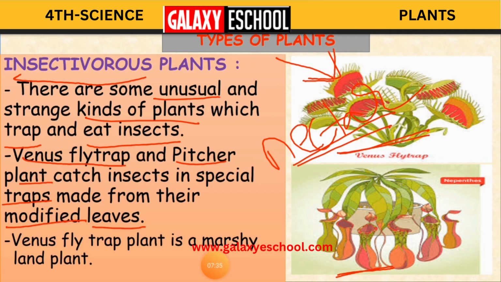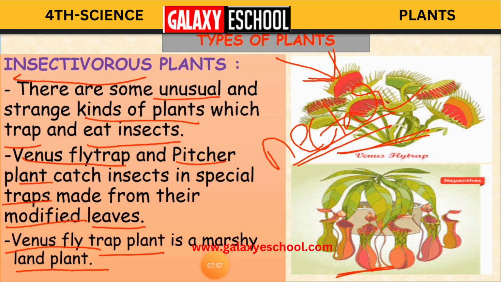Clear, children? Venus flytrap plant is a marshy land plant. So what is a marshy land plant, children? A plant which grows on wet areas. So Venus flytrap plant is also a marshy land plant. It grows on wet areas.